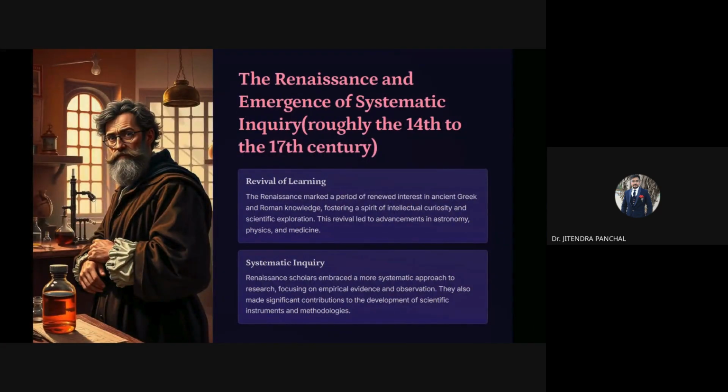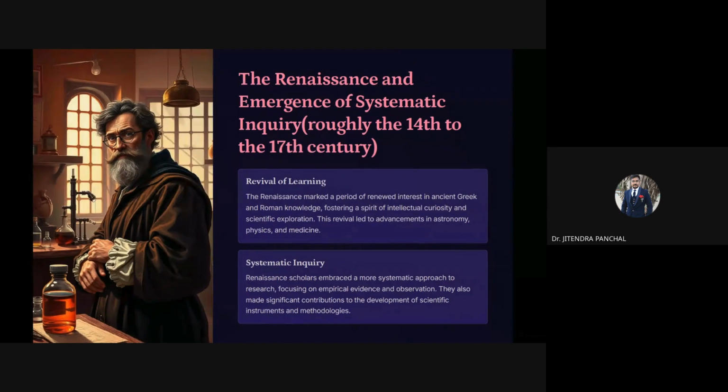Now, next we come to the Renaissance era, which is around the 14th to 17th century. Let me give you one example so that you can easily understand. All of you are aware of Newton. Newton developed, or you can say discovered, gravitational force, and he informed everyone regarding this in the year 1666.